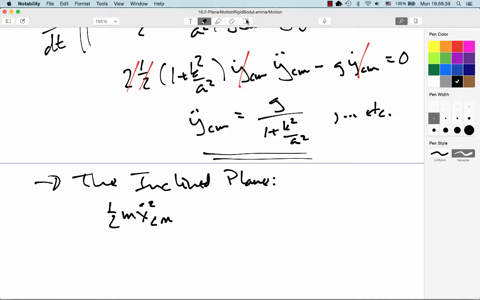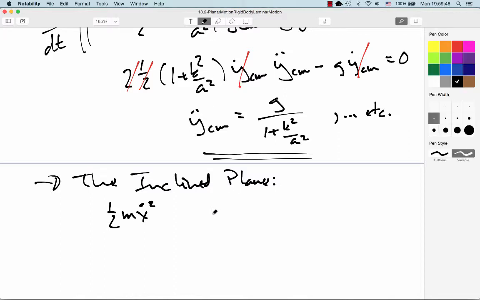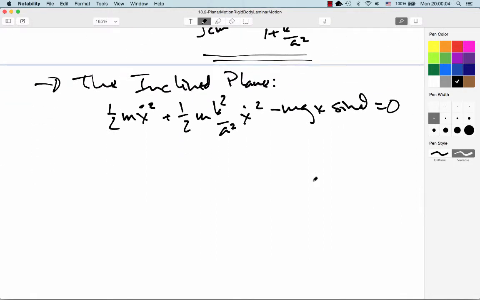Let's quit writing the cm. There's no real need for it. There we go. 1/2 m x dot squared plus 1/2 m k squared over a squared x dot squared minus m g x sine theta equals 0. This is for the same free body diagram that I drew back in the day. So again, I can divide m's out everywhere.